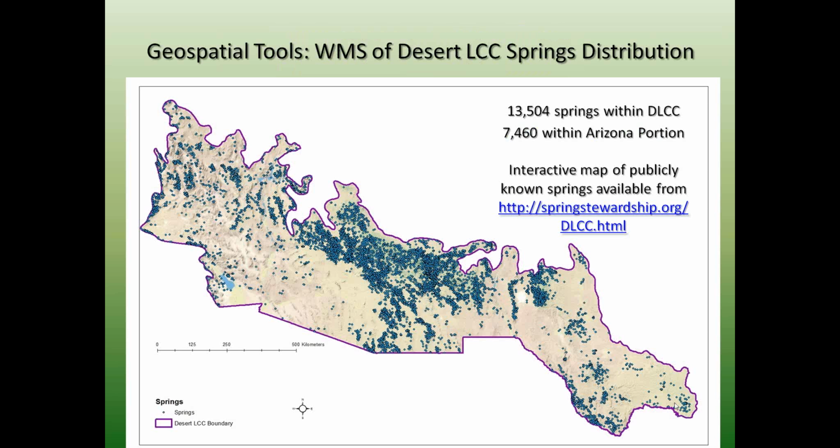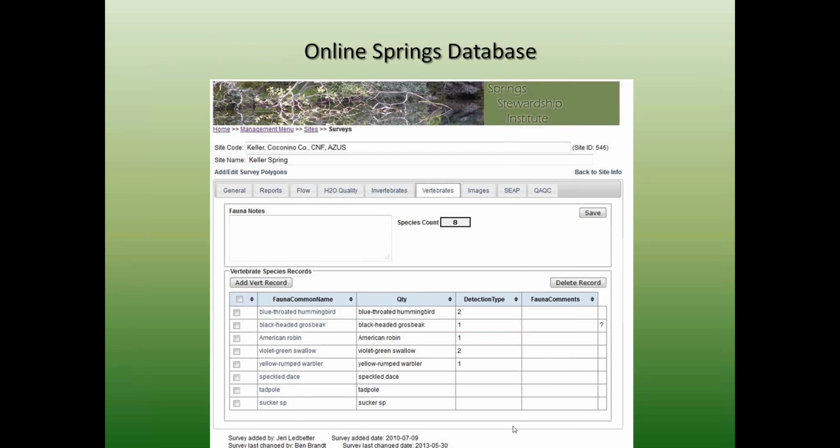This is just our online web mapping application for the Desert LCC Springs distribution, and the great thing about having these applications online, rather than everybody having their own individual databases and geodatabases, is when we add a spring, it shows up right away on this map. So it's real-time information as people are adding springs.